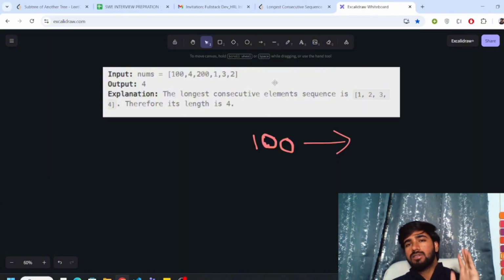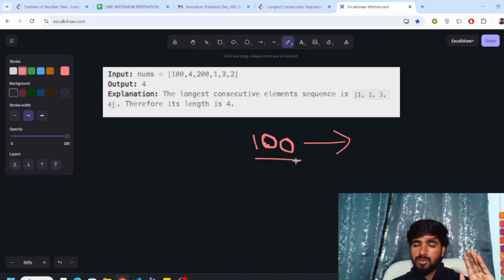And what happens when something is the starting point? We just calculate the right value. For example, in this 100 case, what we did was very simple. 100 minus 1 is 99. Does 99 exist in this list? No, it doesn't. So this is the starting point of the series. Now we don't know how long it will go. It's not our problem. We can calculate it using the right pointer. We can just run a loop which increases one by one, and it will keep updating our answer. That's the main idea behind this.